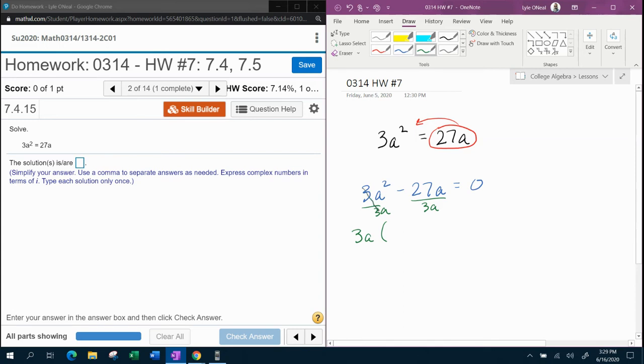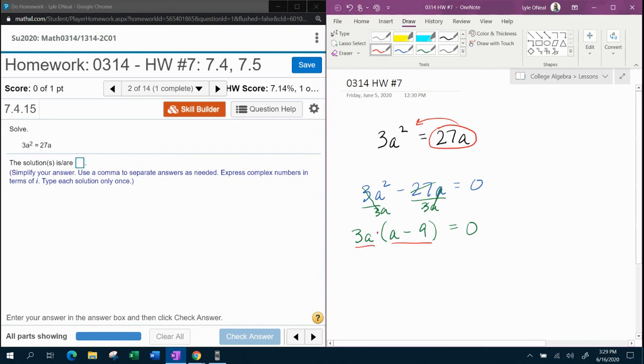So for the first term, the 3s are going to cancel. A squared divided by a leaves me an a. And for the second term, 3 goes into 27 9 times, and the a's cancel completely. So here we have factored out the 3a, and now this is factored completely.